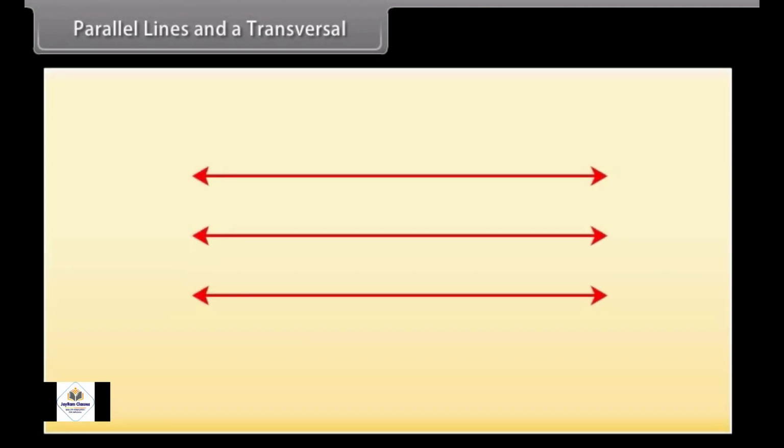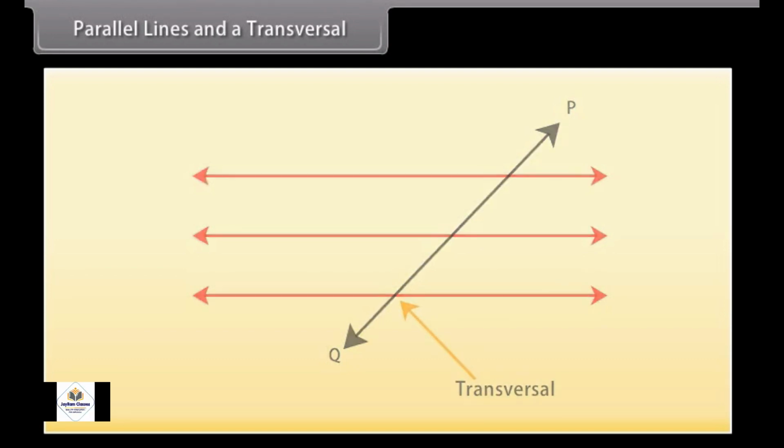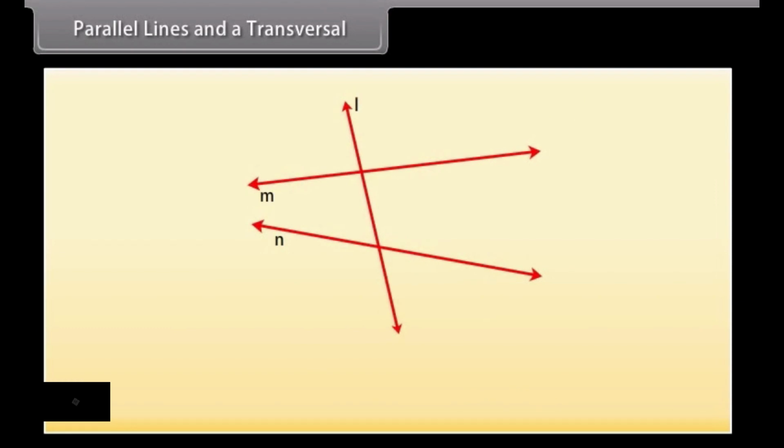Parallel lines and a transversal. Friends, we have studied that a line which intersects two or more lines at distinct points is called a transversal. Look at this figure. Here, line L intersects lines M and N at points P and Q respectively. Therefore, line L is a transversal for lines M and N. Observe that four angles are formed at each of the points P and Q.